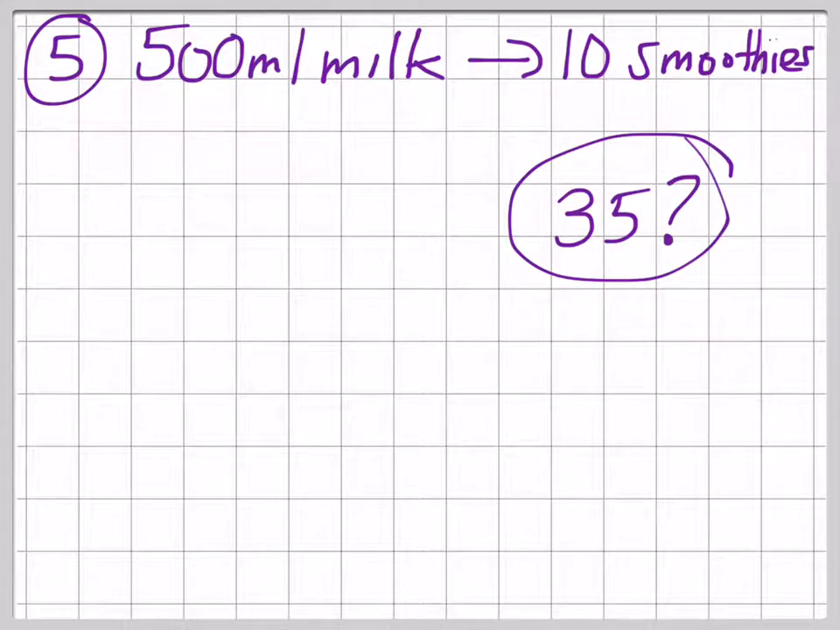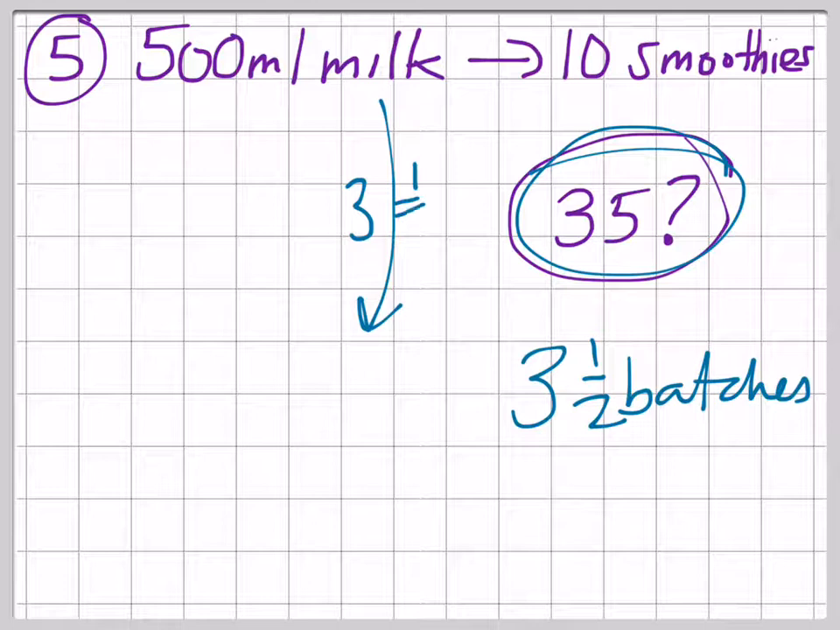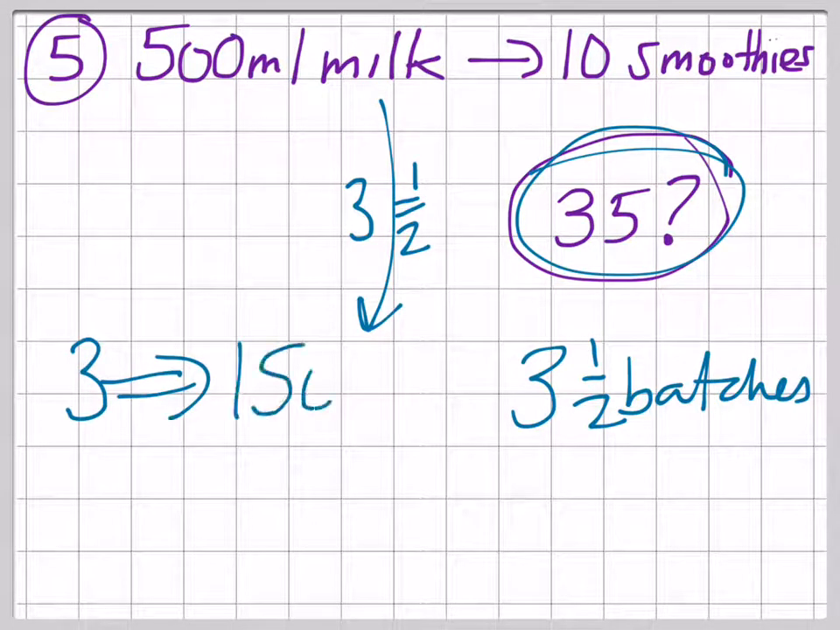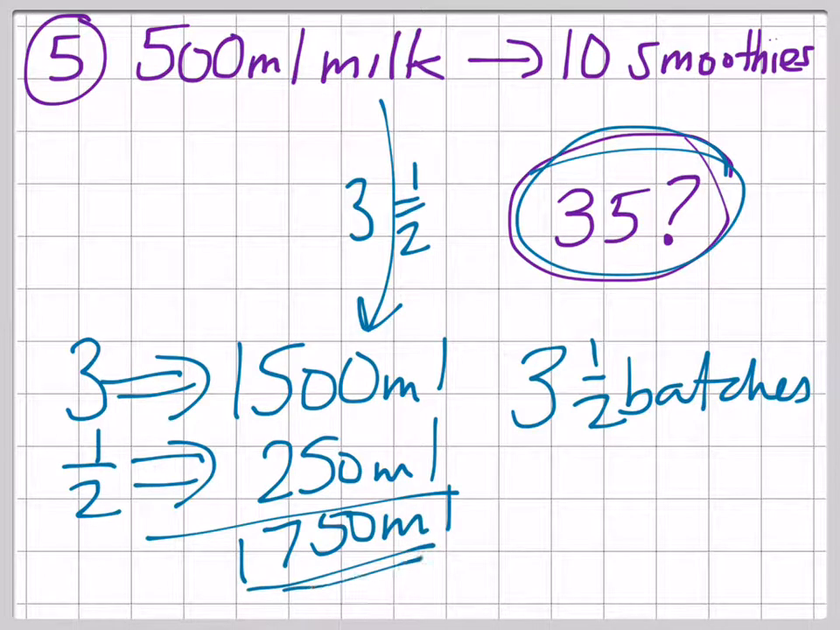Next question, very similar. 500 millilitres of milk makes 10 smoothies, but we need 35. So we need 3.5 batches. So we need 3.5 lots of milk. So 3 lots of milk would be 1,500 millilitres. A half a batch of milk would be half of 500, which is 250 millilitres, which gives us 1,750 altogether.